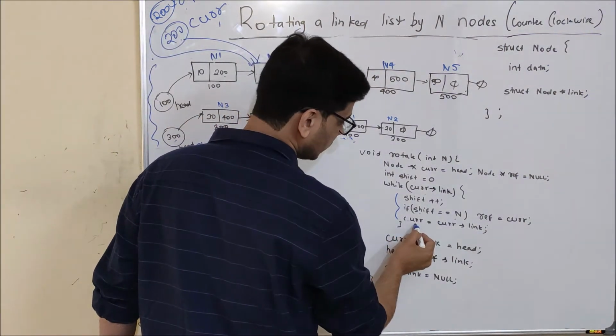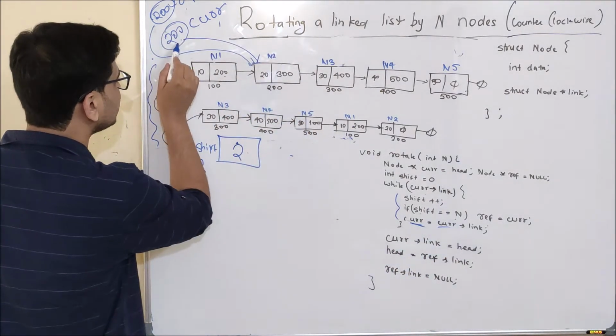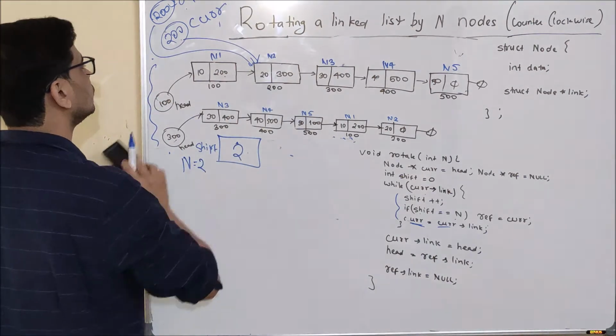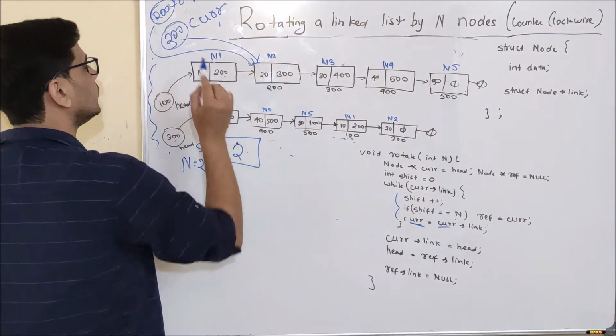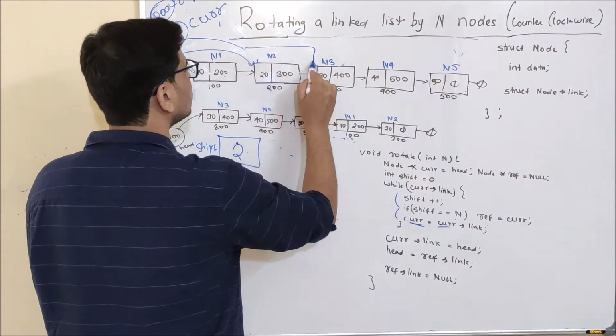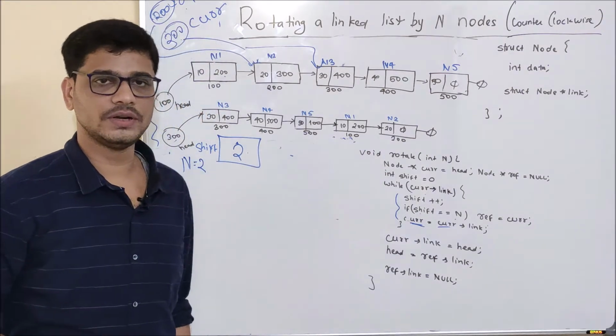And again I will update the current pointer. Current is equal to current dot link. Current is 200 and current dot link is link part of node 2, that is 300. So I will update it to 300, which means current will start to point to node 3. Okay. Again this while check will be done.